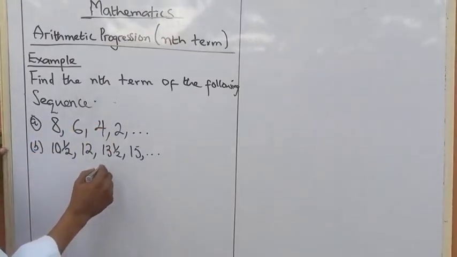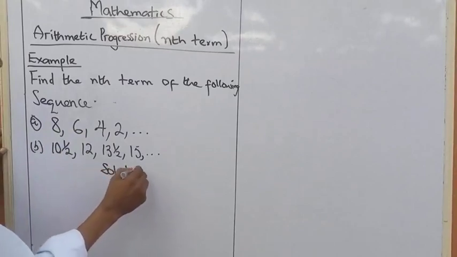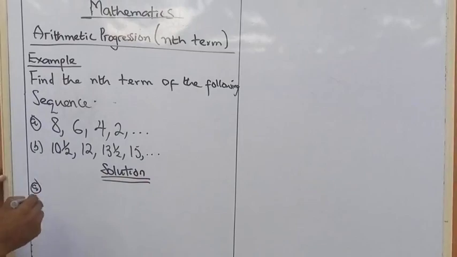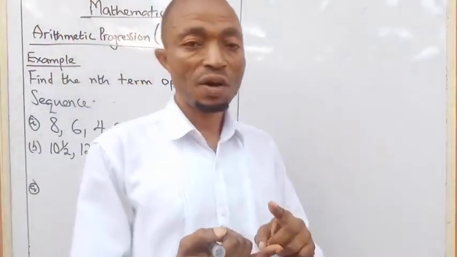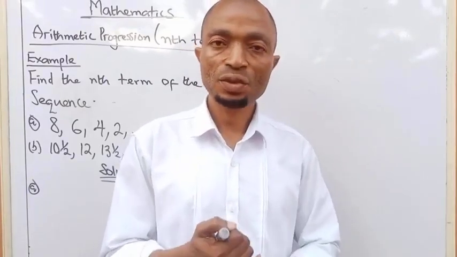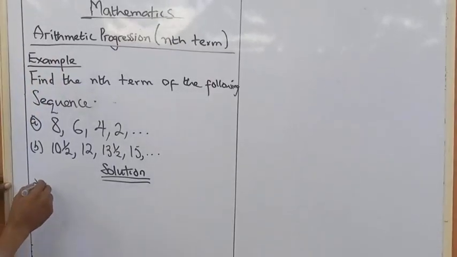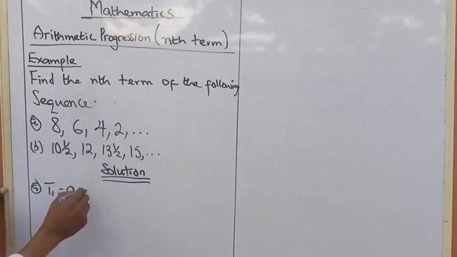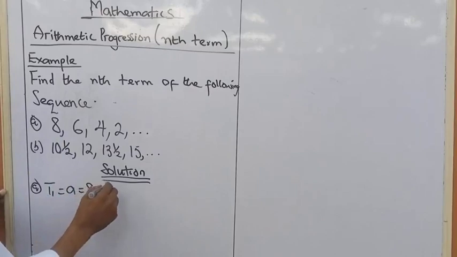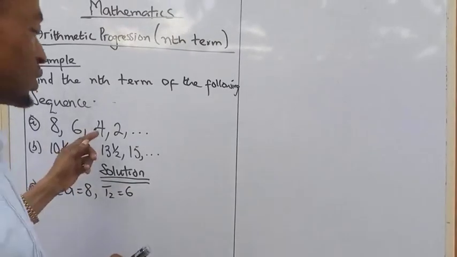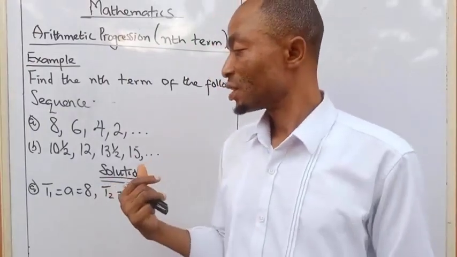So here you write solution. For A, we need to write out our first term. First term is denoted by letter A. So we use letter A for first term. So you can say T1, that's our A, and this is equal to 8. We are also given the second term, that's T2, and that's equal to 6. The third term is 4, while the fourth term here is 2.